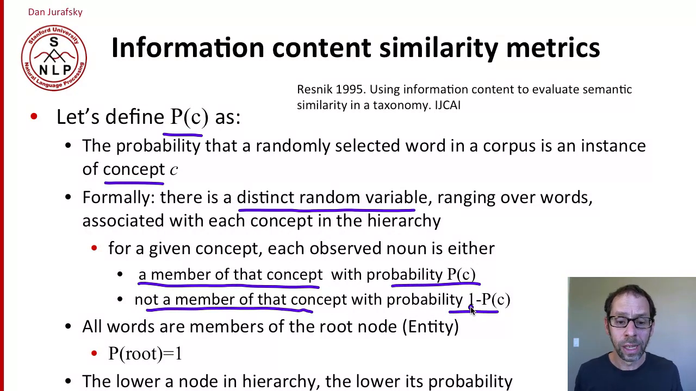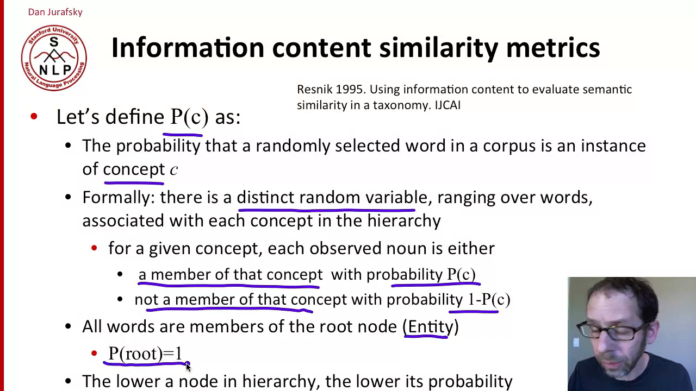So every word is a member of the root node, which might be called entity or might be called something else in different versions of WordNet or your own hierarchy. So that means that the probability of whatever the root node is 1, and the probability of nodes right below the root node are going to be very high, and the lower you get in the hierarchy, the lower the probability.